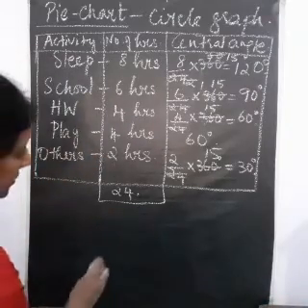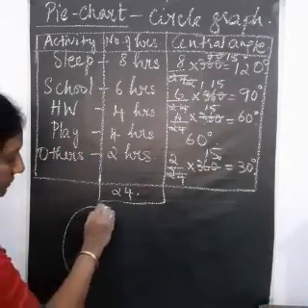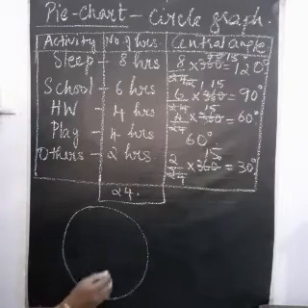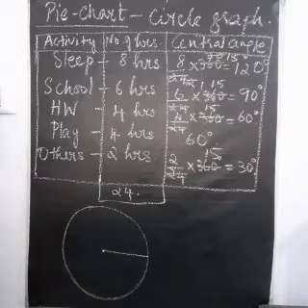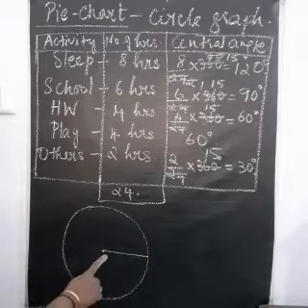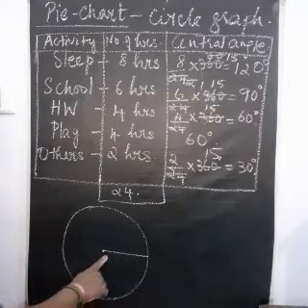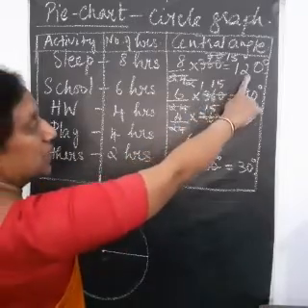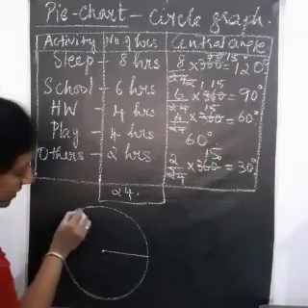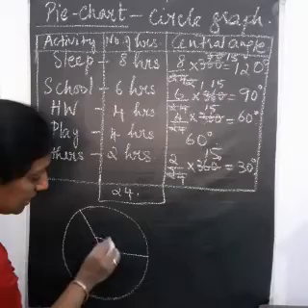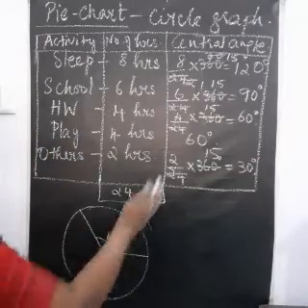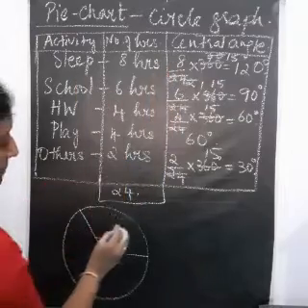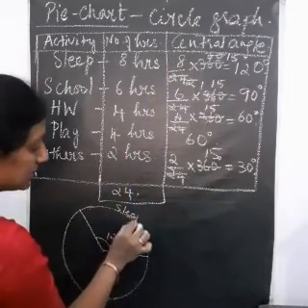Now for that, first you have to draw a circle. Okay, then from the center of the circle, you just draw a line. Okay, then on this line, you keep the protractor and mark out 120 degrees. Just say it comes up to this. This is 120 degrees. Now this part will be your sleep.